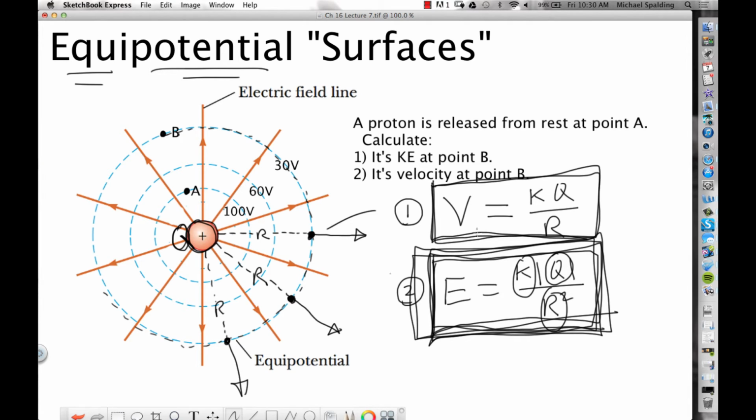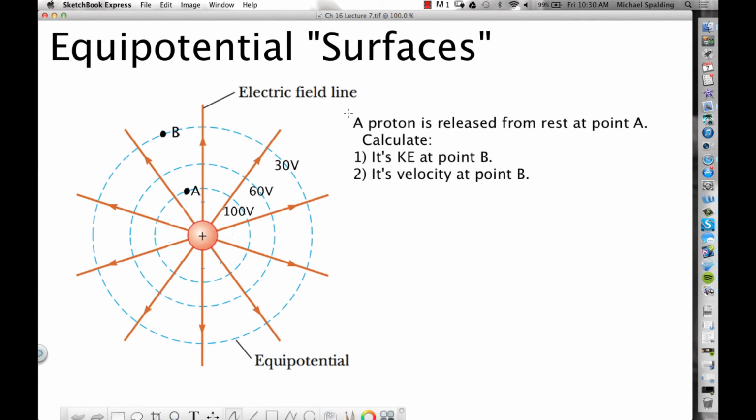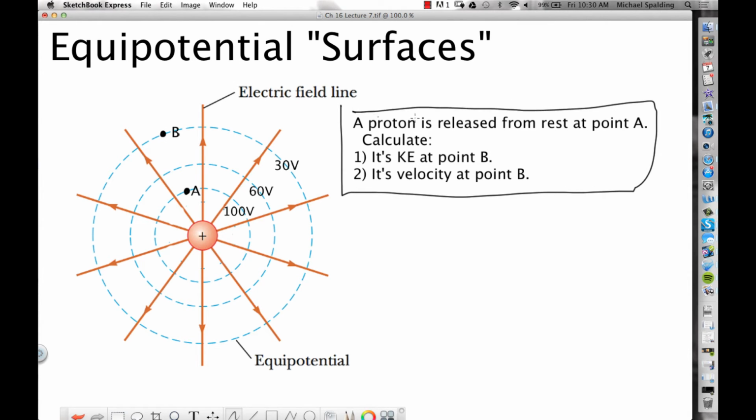They are vectors. Okay, now here's a problem that's going to give you an idea of how you would see this. I just made this up. We have a proton released from rest at point A. So here's point A, and we stick a proton right here. This problem assumes that we have proton info: charge of a proton, 1.6 times 10 to the negative 19, and mass of a proton, 1.67 times 10 to the negative 27.